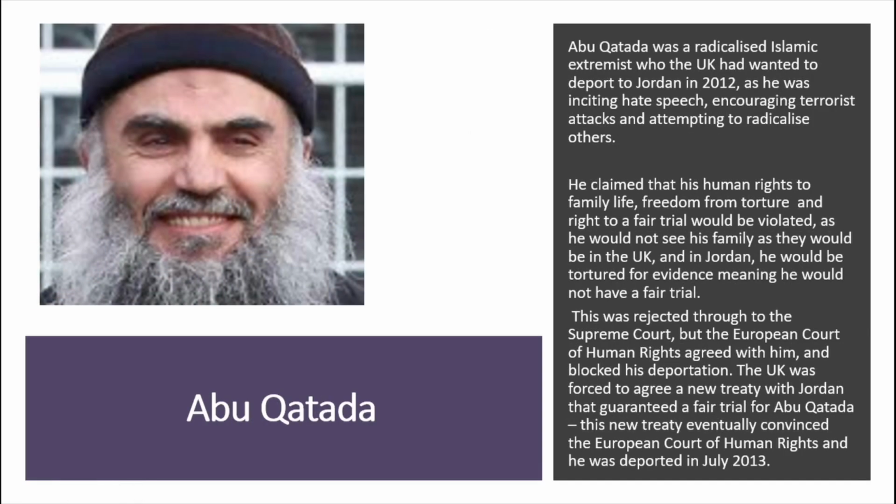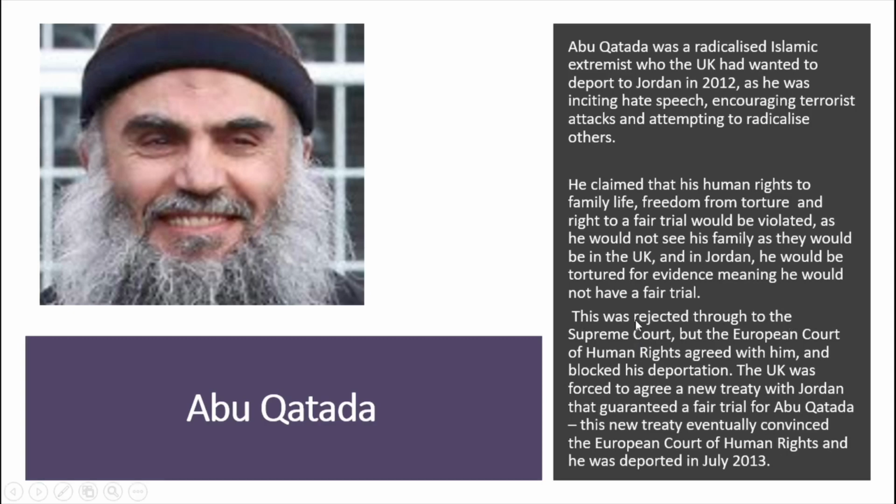The second case study explores the case of Abu Qatada. He was a radicalised Islamic extremist who the UK had wanted to deport to Jordan in 2012, as he was inciting hate speech, encouraging terrorist attacks and attempting to radicalise others. He claimed that his human rights to family life, freedom from torture and right to a fair trial would be violated, as he would not see his family as they lived in the UK. And in Jordan he would have been tortured for evidence, meaning he would not have a fair trial, and the absolute right of freedom from torture would be taken away from him.